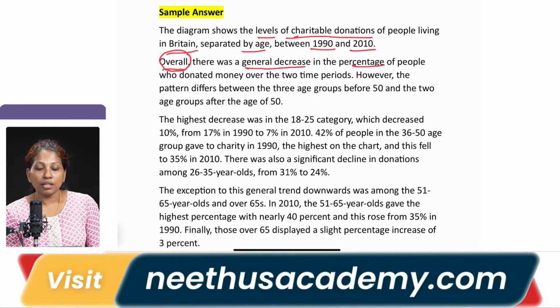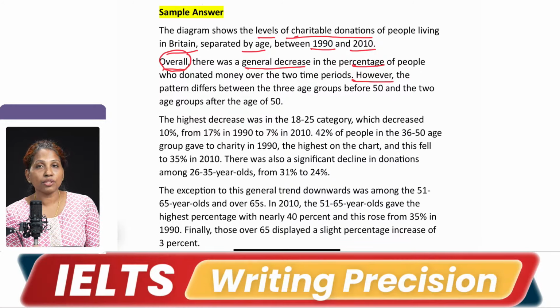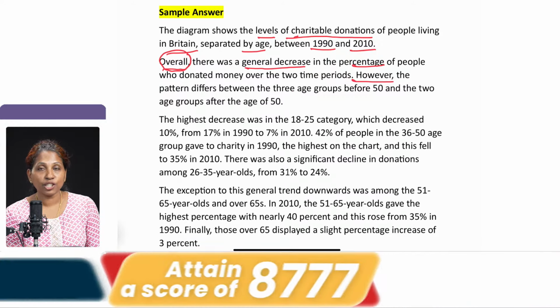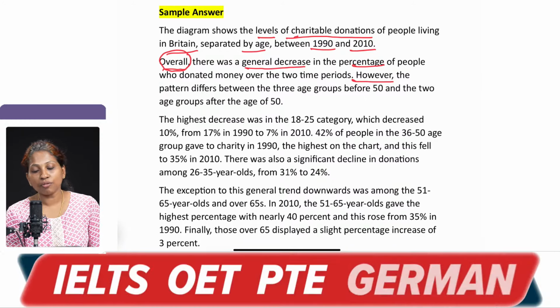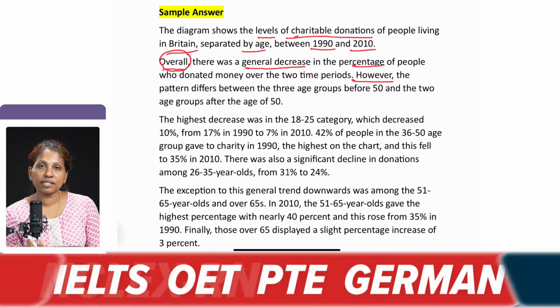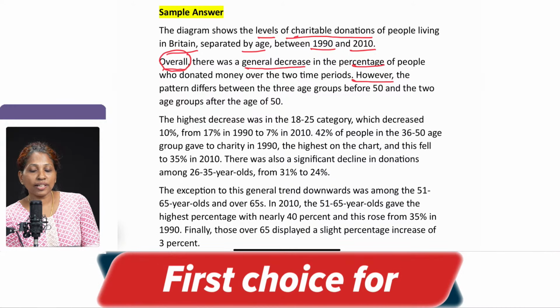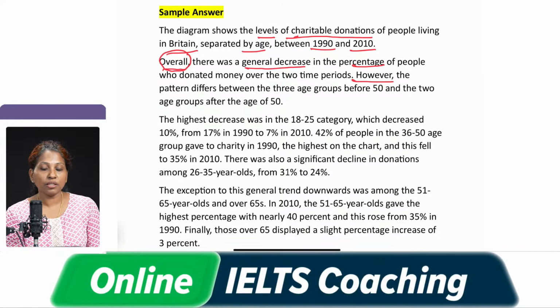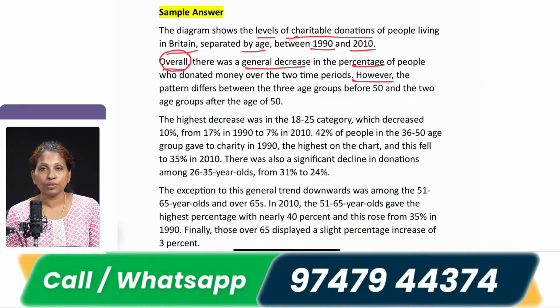a decrease has happened. Second overview, which has been started with a linking word. However, the pattern differs because it's going contradictory. First was decrease. So, however, the pattern differs between the three age groups before 50, that means below 50, and the two age groups after the age of 50. So, they have bifurcated, less than 50 years and more than 50 years. So, that the pattern differs. So, even though there has been a general decrease in the percentage of people who donated, there's some change when it comes to age groups, less than 50 and more than 50. Okay.